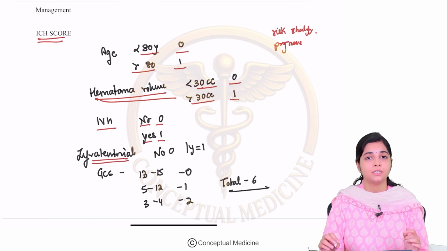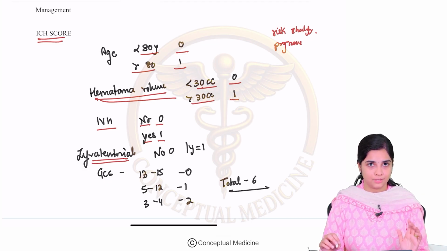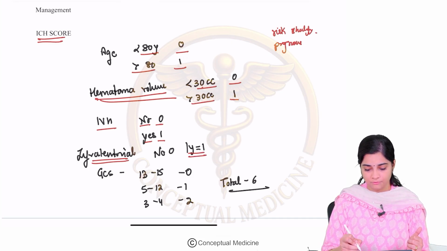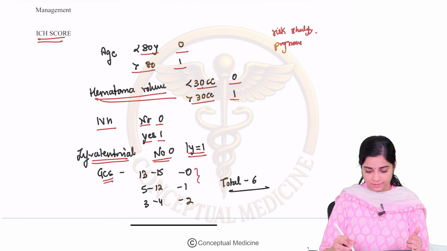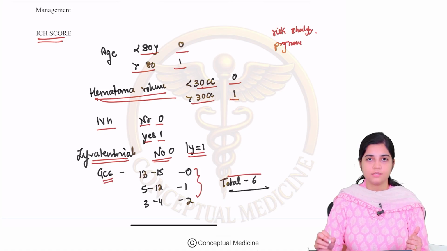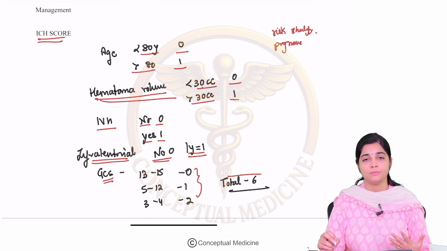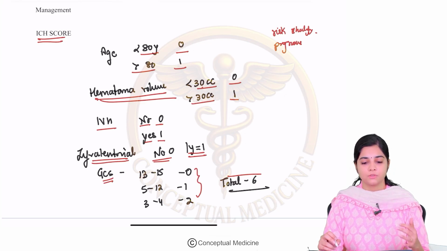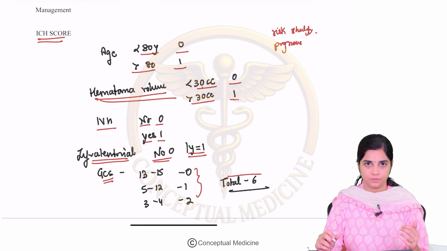Then infratentorial involvement basically has a poorer prognosis because there is higher chance of raised ICP and brainstem herniation. So, if the intracerebral hemorrhage is infratentorial, it is given a score of 1, if not, a score of 0. Then you take the GCS and score it accordingly, and the total score is out of 6. So, this is basically used in the risk stratification and the prognostication of a patient presenting with intracerebral hemorrhage. Based on your ICH score, you will know along which direction the patient is going to progress.